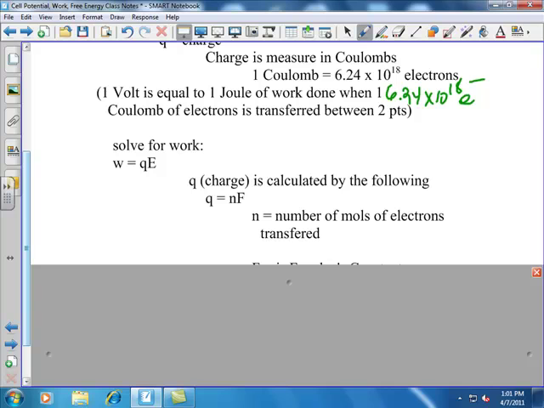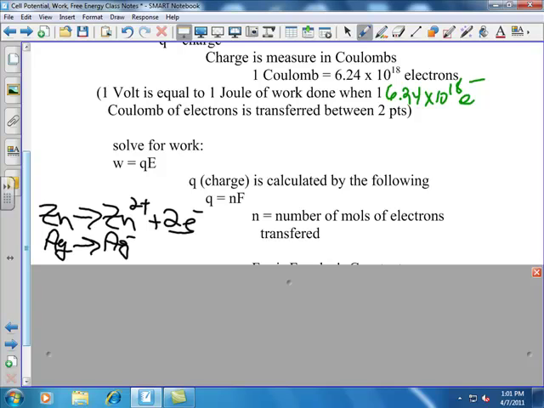You actually go back to the half reactions. If I take a simple half reaction of zinc going to Zn2+ plus 2 electrons, how many moles of electrons are transferred? 2, because there are 2 right there. If Ag goes to Ag+ plus 1 electron, how many moles of electrons are transferred? 1. So that's how you find out how many moles are transferred. It's whatever is in the half reaction.